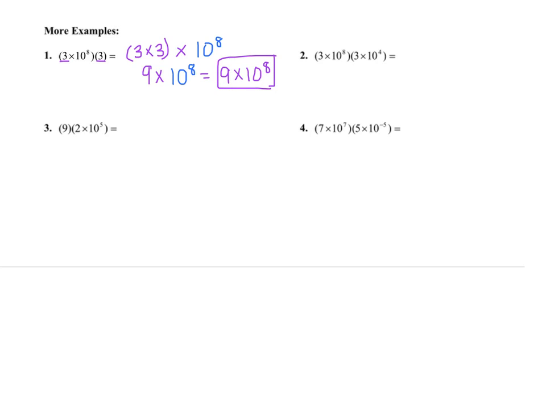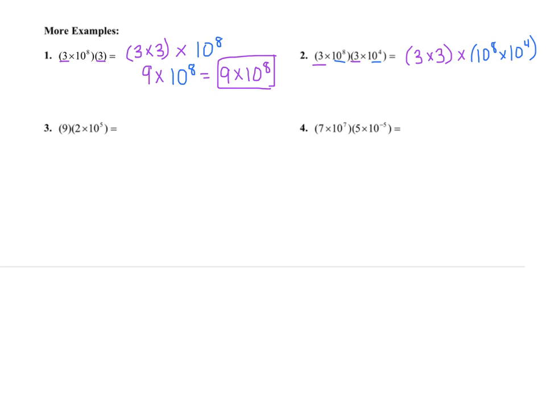So now to example 2. It says 3 times 10 to the 8th power times 3 times 10 to the 4th power. First step, get your like terms together. So we have 3 times 3 is our numbers, times our scientific notation, which is 10 to the 8th times 10 to the 4th.